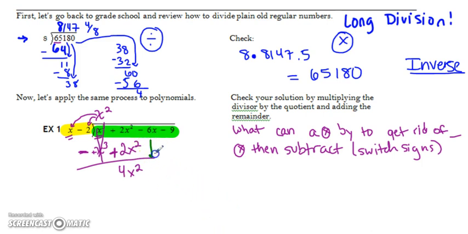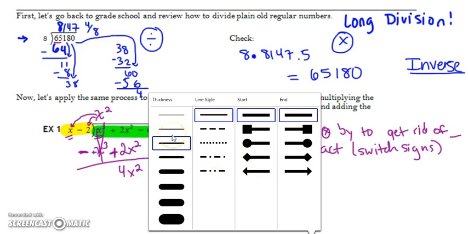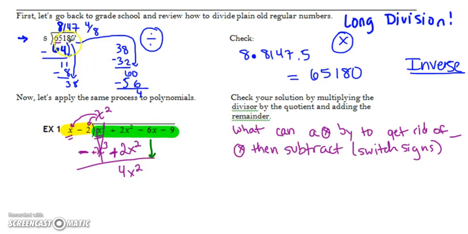Now remember, I'm supposed to carry down the next term, just like I carry down the next number up here. All right, so this is going to be negative 6x. So now I'm asking myself, what can I multiply by to get rid of 4x squared? Well, I'm definitely going to need a 4, and I only have an exponent of 1 here, so 4x times x is 4x squared. And then remember, as a byproduct, 4x times negative 2 would be negative 8x, okay?